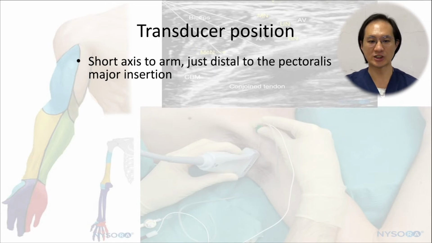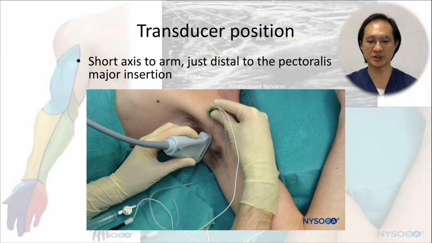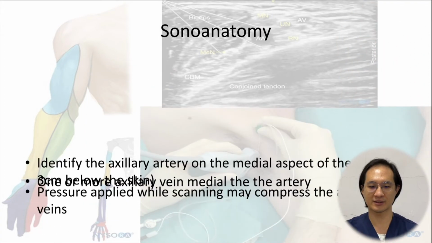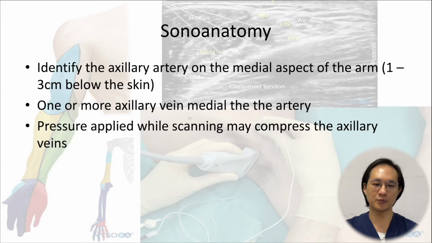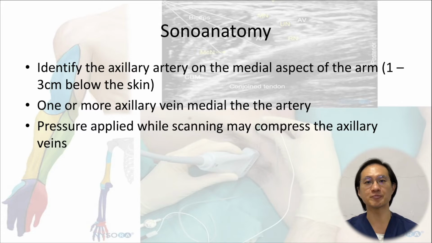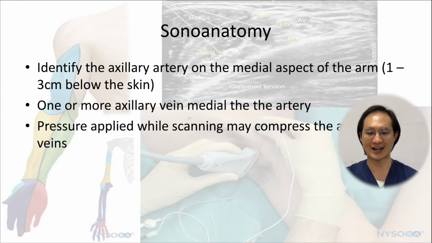Usually we place the transducer in short axis to the arm, just distal to the pectoralis major muscle. This is usually the position where we put our probe. The aim is to identify the axillary artery on the medial aspect of the arm, and at the same time we can see one or more axillary veins medial to the artery. Be careful, if too much pressure is applied, the veins will be compressed and you will be unable to visualize them.